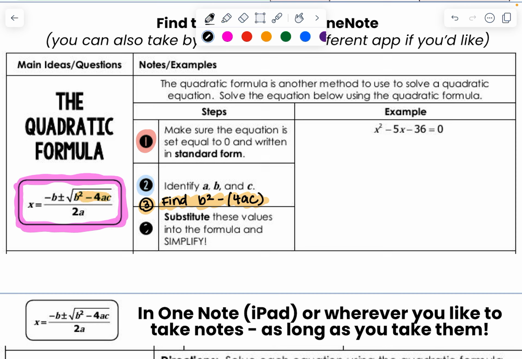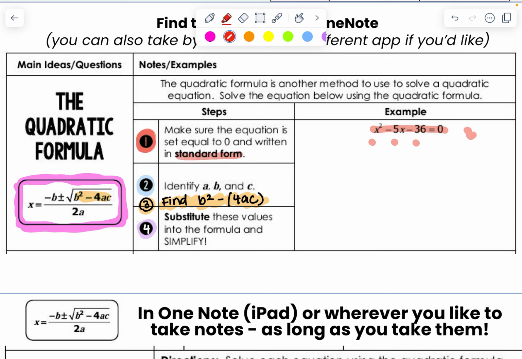Look at our step-by-step. Step 1, make sure the equation is set equal to 0 and written in standard form. Our equation is set equal to 0. X squared is first, x is next, the number is last. That is standard form, so check. We are good to go.